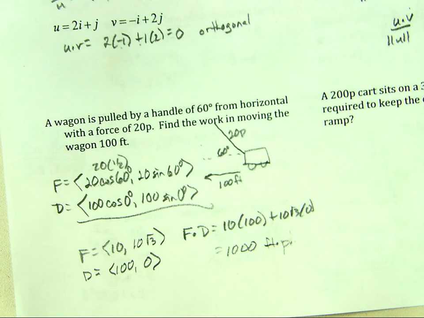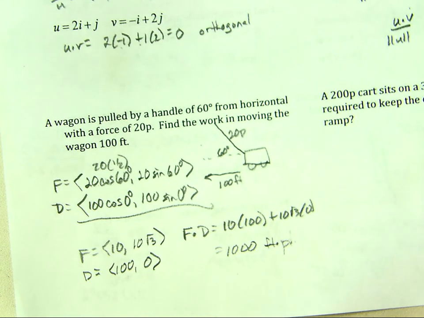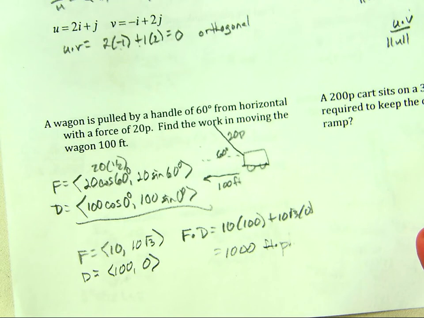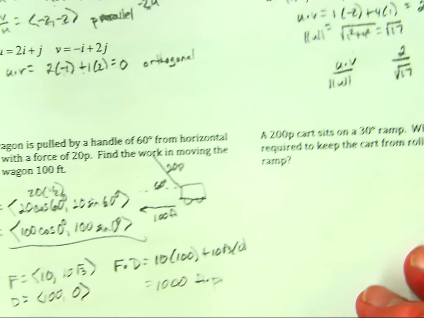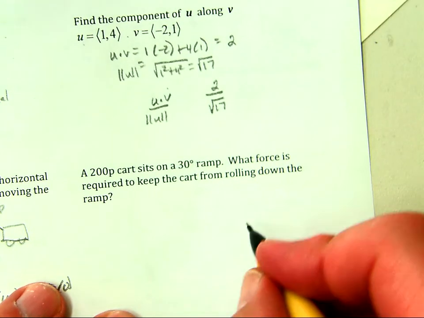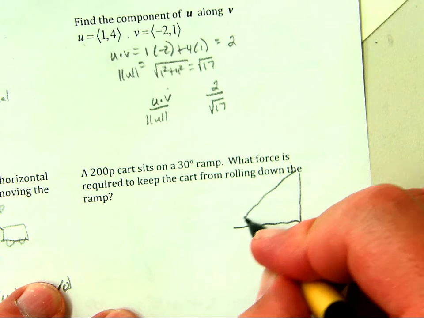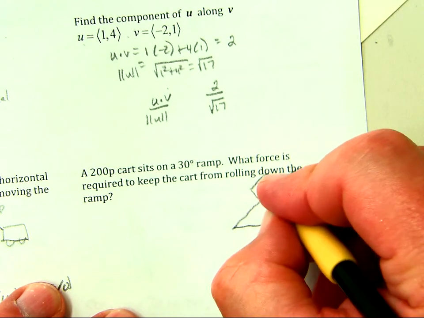But you write each one of them as a vector in component form, and then just do the dot product. Or here, you see these ramp problems a lot in physics. Here I have a cart on a ramp. We have a ramp, and there's a cart sitting on this ramp.